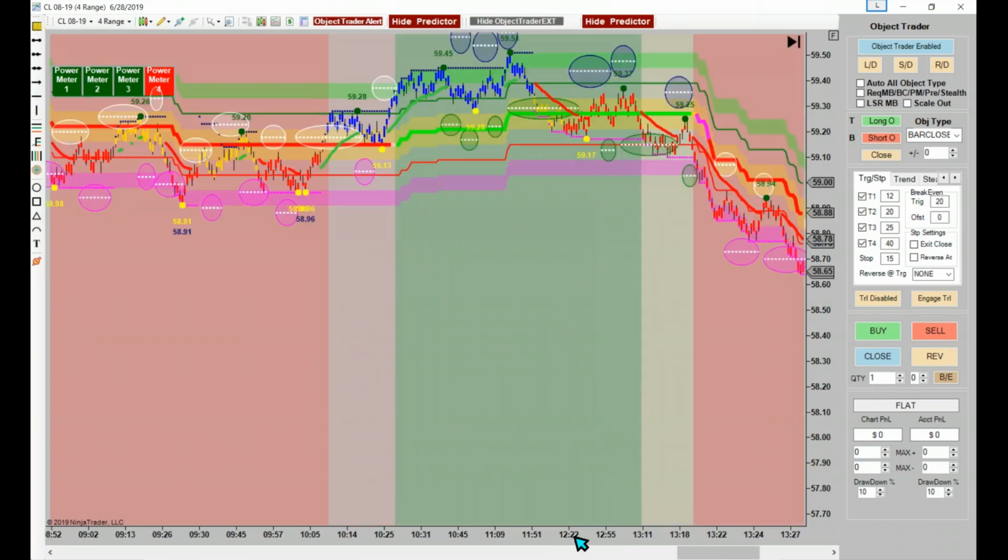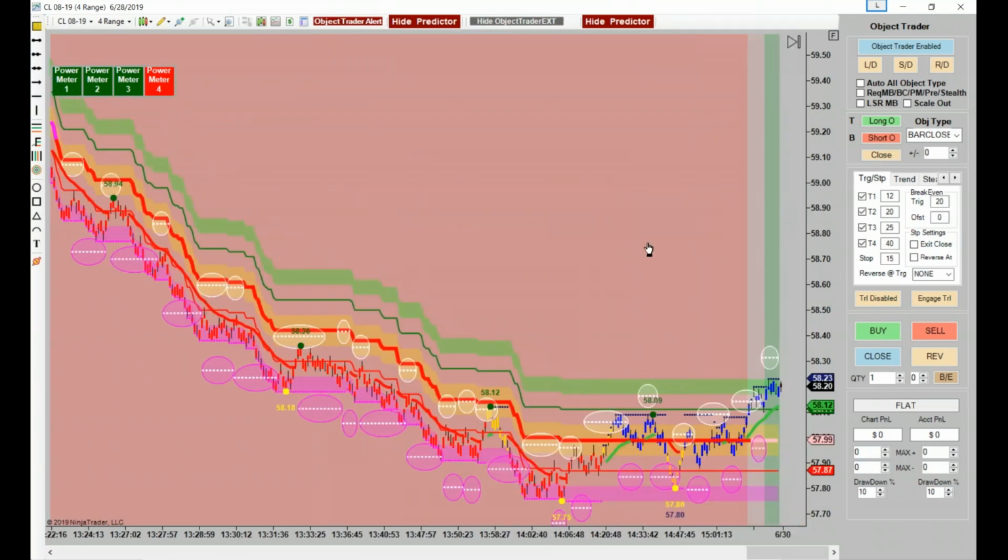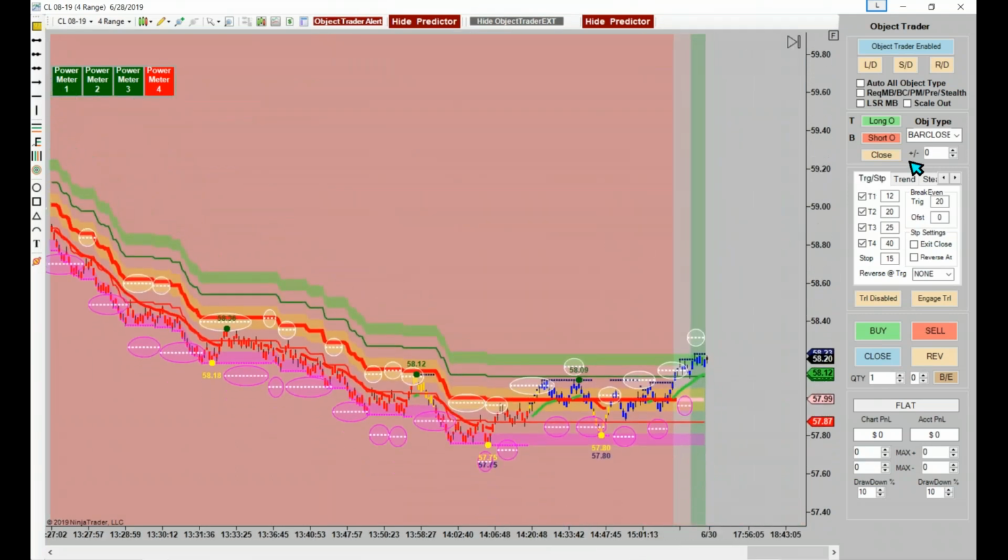For instance, this is Sunday night. What you could actually do is a bar close. Now, bar close will get you in. It may even be clear up here like it was Sunday night, but that bar closed way up here and it still fired a very good trade. But we've got some tools to help you not get slapped.